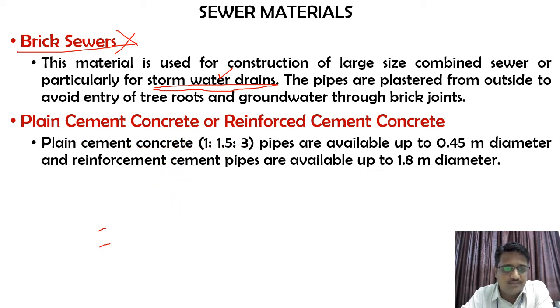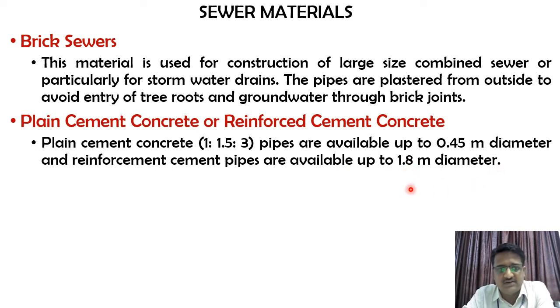Now the next one we have is plain cement concrete or reinforced cement concrete. For plain cement concrete, usually we have a proportion of 1 is to 1.5 is to 3 for the general typical usage as a sewer material. These pipes will be available up to 0.45 meter diameter, and reinforced cement pipes are available up to 1.8 meter in diameter. So the plain, that is PCC, will be of 0.45 meter diameter, whereas RCC pipes will be up to 1.8 meter in diameter.